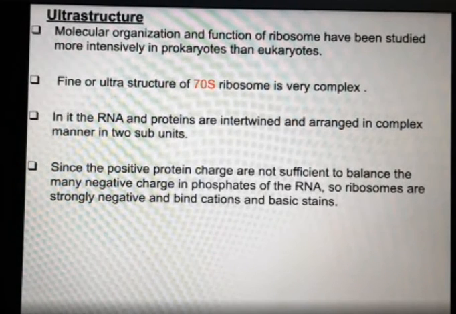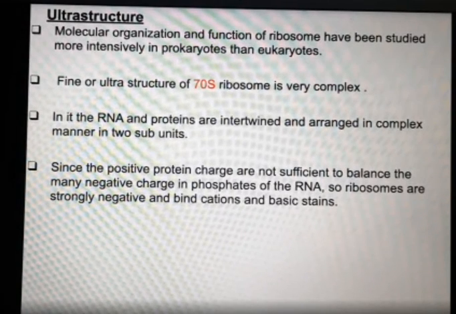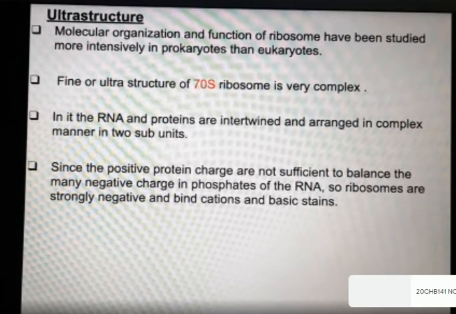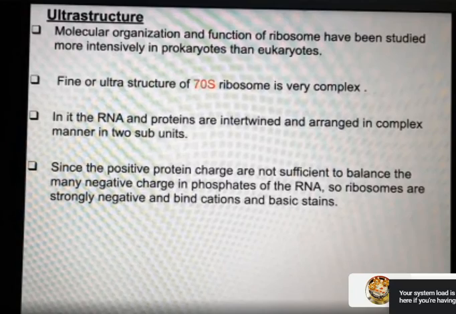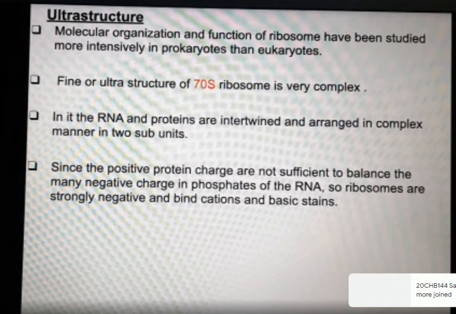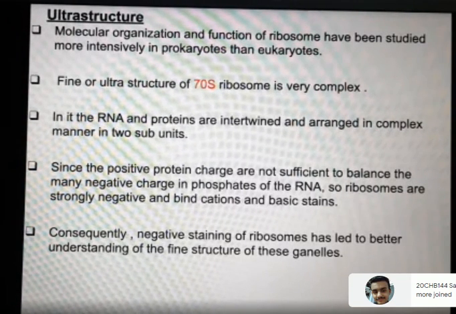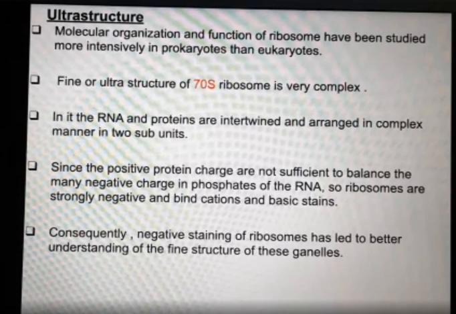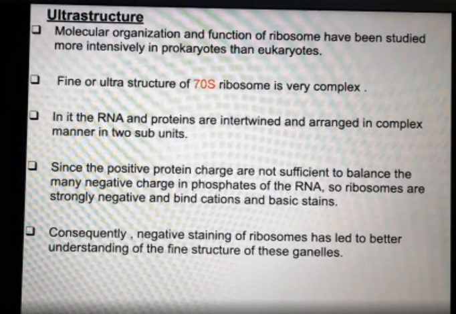Since the positive protein charges are not sufficient to balance the many negative charges in the phosphates of the RNA, ribosomes are strongly negative and bind cations and basic stains. Consequently, negative staining of the ribosomes has led to a better understanding of the fine structure of these granules, these organelles.